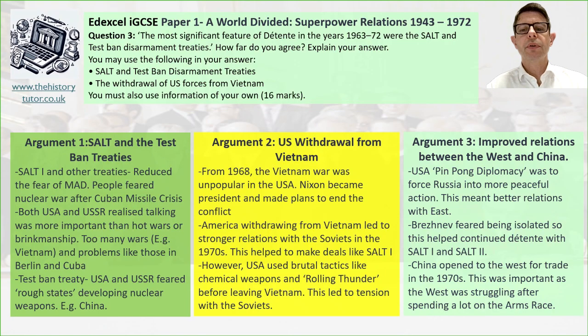However, the USA used brutal tactics like chemical weapons, Rolling Thunder and mass destruction of Vietnamese cities before they left. This did cause tension as well.